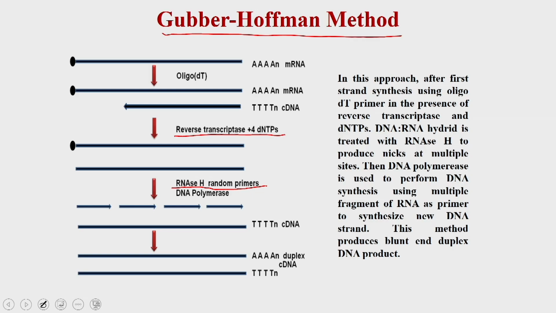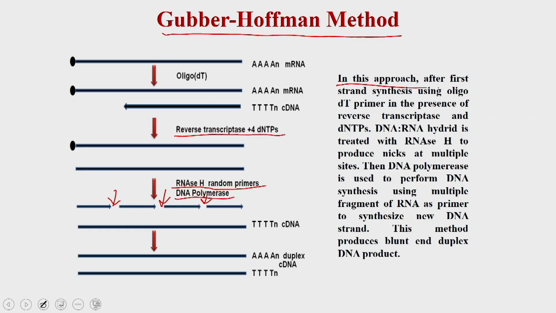So, what happens is the RNase H degrades the RNA in multiple places, and that is how it generates the primers, because the remaining RNA molecules behave like primers, and then you add the DNA polymerase. These RNA molecules work as the primers, and the DNA polymerase uses these RNA fragments to synthesize the second strand. So, that is what is written here.